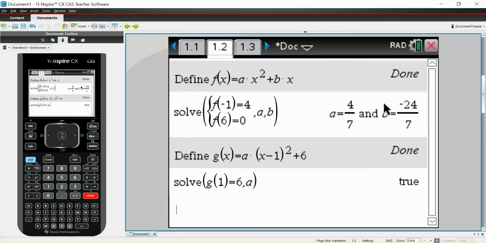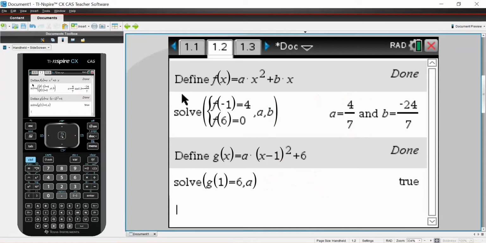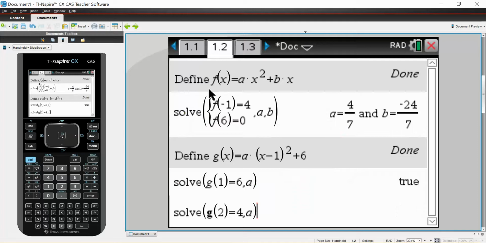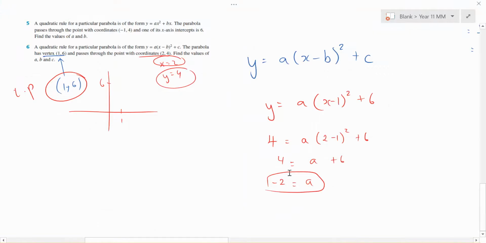Wait, that doesn't make sense. (1, 6). Oh, no. I was meant to sub in the other coordinate. When x is 2, y is 4. Sorry, my bad. Solve g of x when x is 2, y is 4, solve for a. The reason it says true is because I used the turning point, which is when x is 1, y is 6. Of course, it's going to be true because when you sub 1 in, it cancels out, it becomes 0. So what I needed was a coordinate, and the coordinate was (2, 4). So when x is 2, y is 4, solve for a, and you get a equals negative 2. Just the same thing as I did manually.